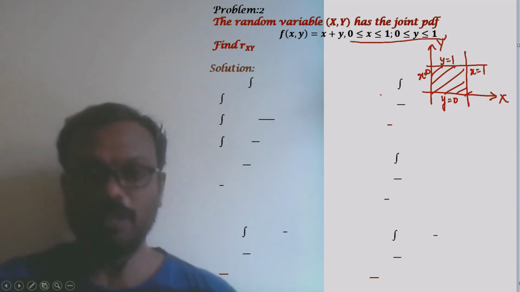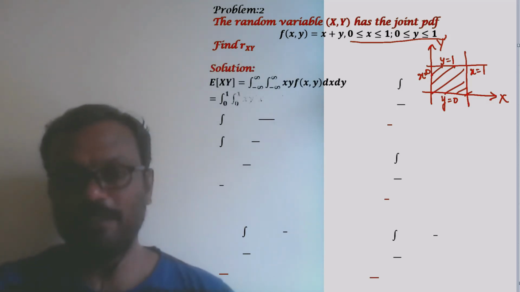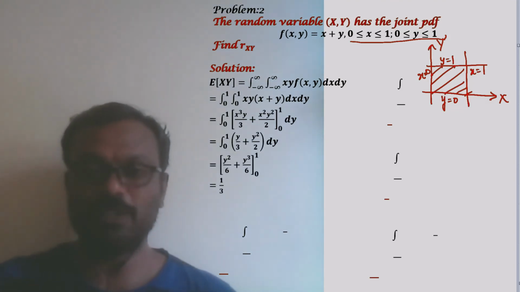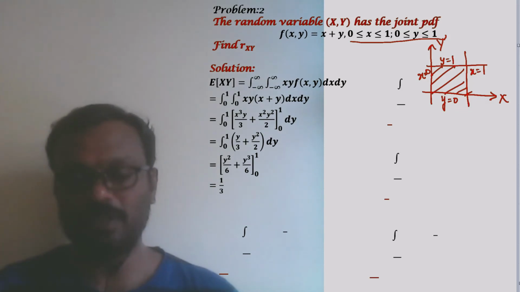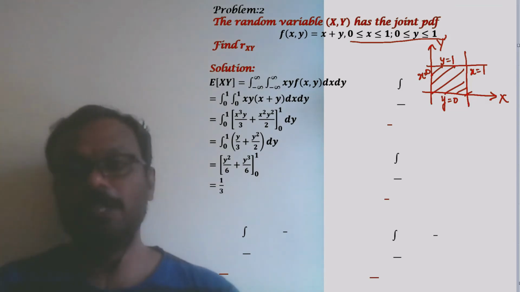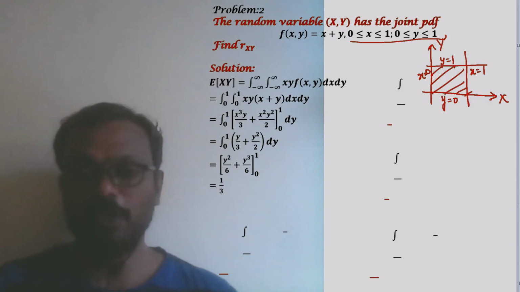Now let us first compute the expectation of xy. So it is given by the formula integral minus infinity to infinity, minus infinity to infinity xy into f of x comma y dx dy. So here the limits are going to be the domain where the joint density is defined. Here it is a square region. So we have the limits to be 0 to 1, 0 to 1. And upon evaluating this double integral, we get E of xy is equal to 1 by 3.